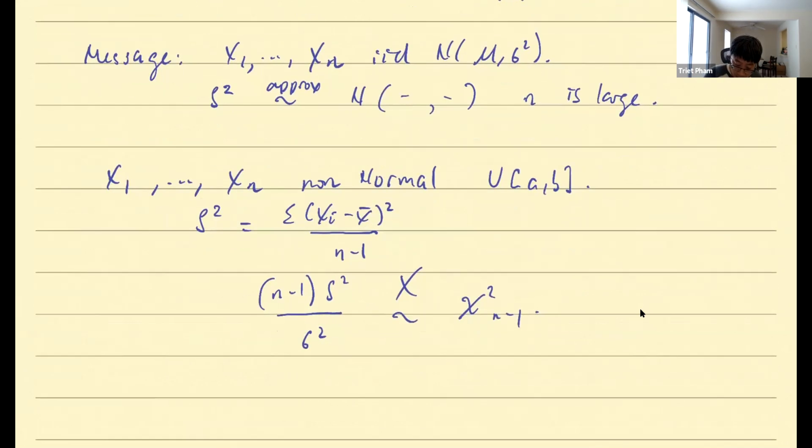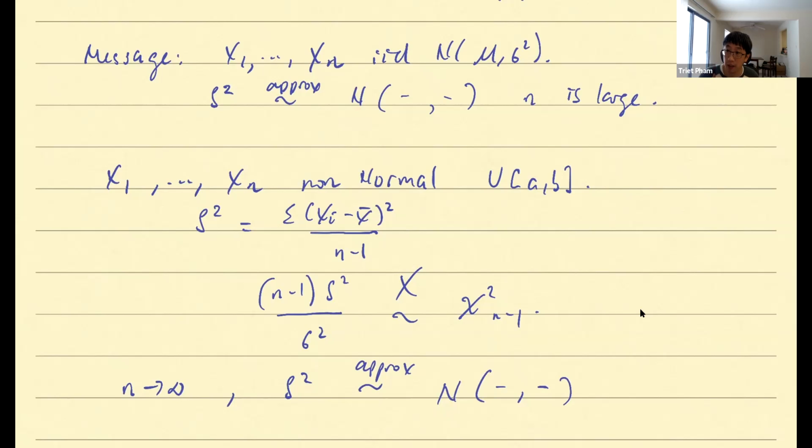In other words, in this case, when n is large, it is true that the sample variance is approximately normal, with some mean and some variance. So that's the message: for a non-normal population, the sample variance is also approximately normal when n is large. But there's a catch. This normal is not related to the normal coming from the chi-square.